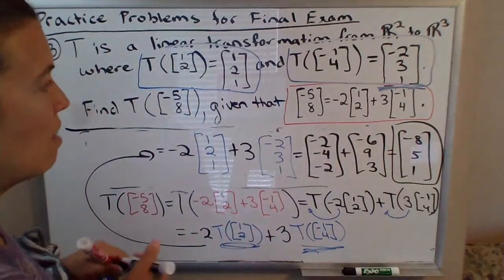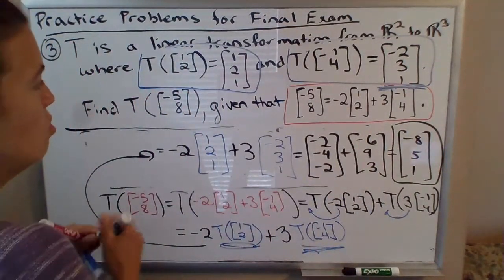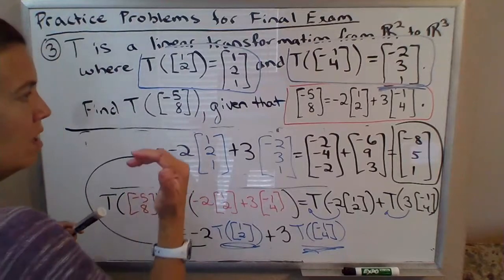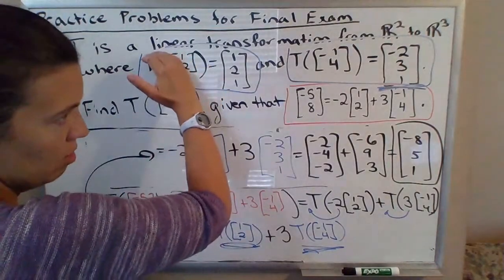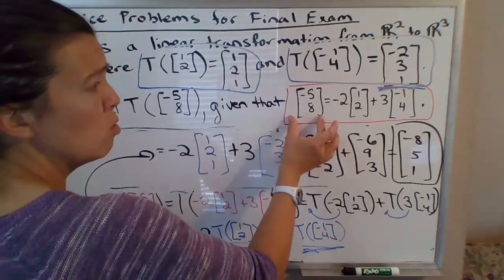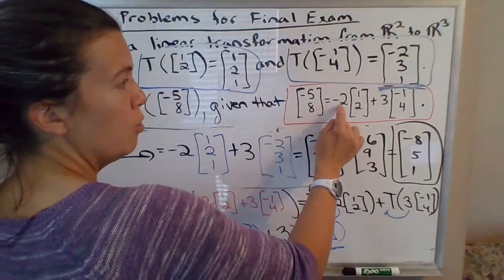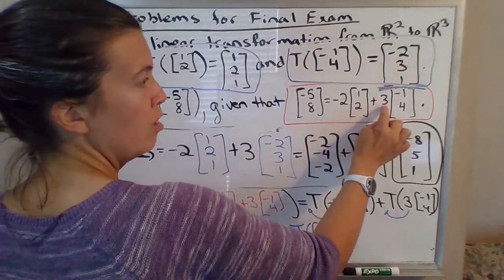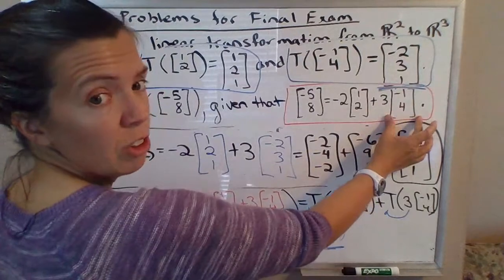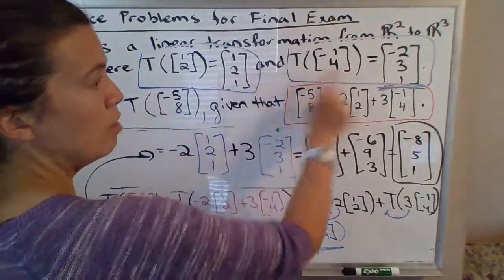But taking a step back, the overall idea is that the fact that T is linear is what's critical here. So T of this vector is equal to -2 times T of this vector plus 3 times T of this vector. And then those values are provided.